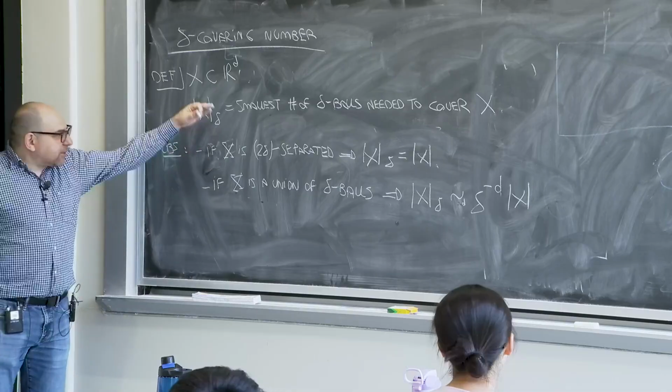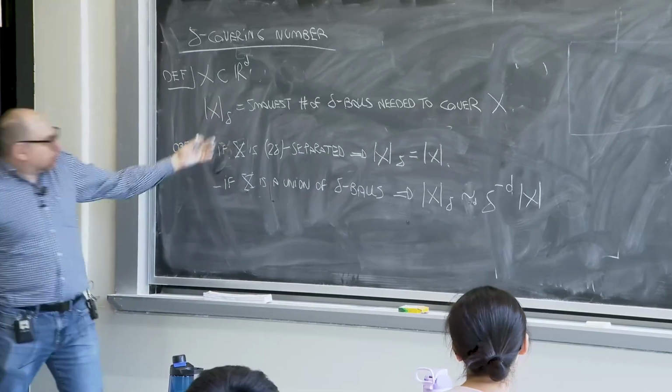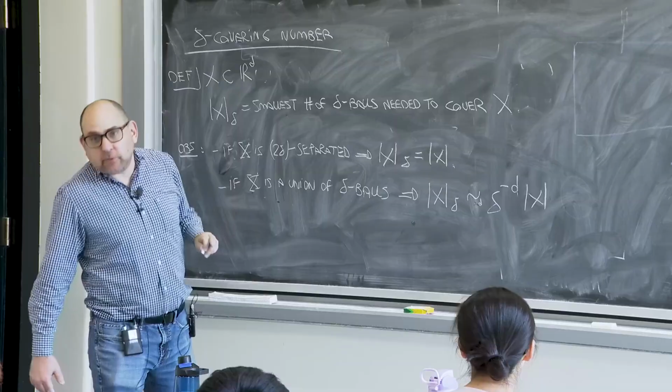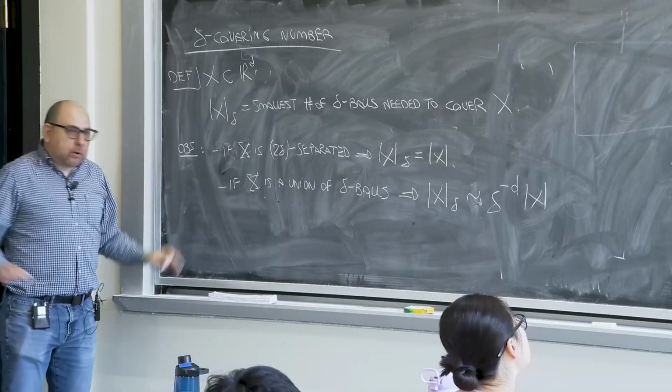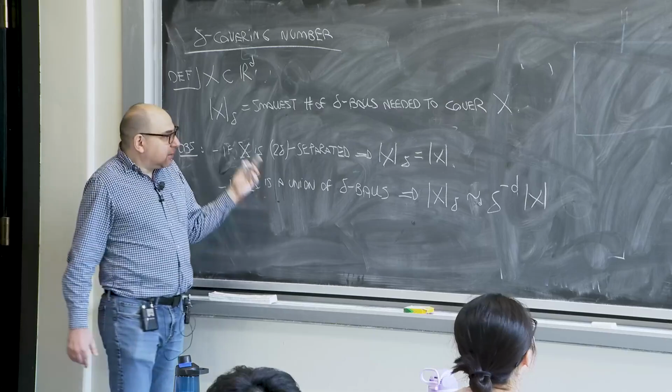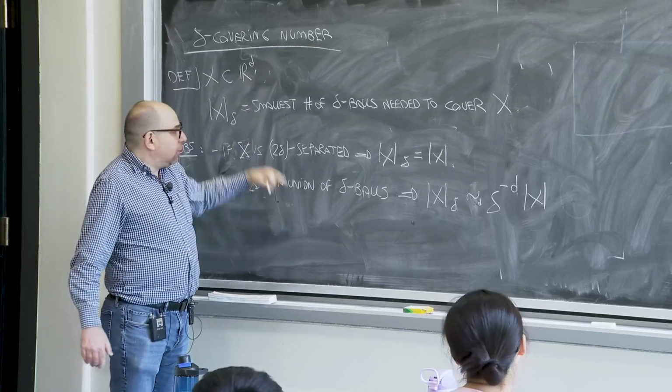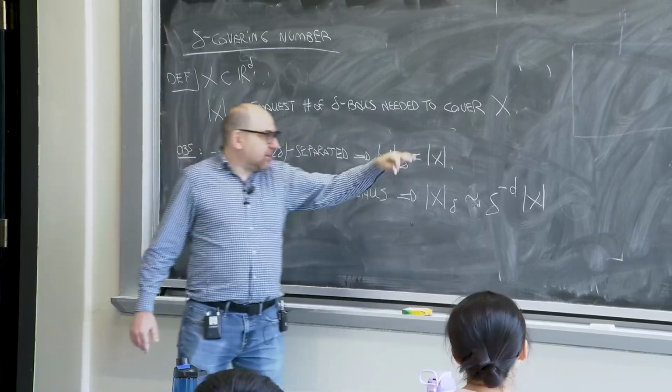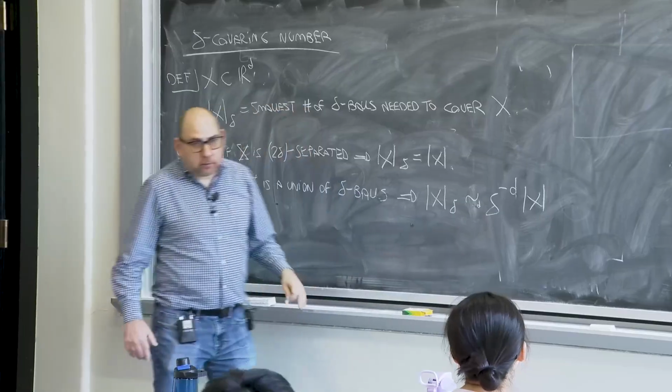I'm just making these remarks to explain how this relates to our previous setting. Because from now on, we are going to measure everything by the delta covering number. And the point I want to make is that this recovers the volume and the cardinality when the sets are delta separated or unions of delta balls.